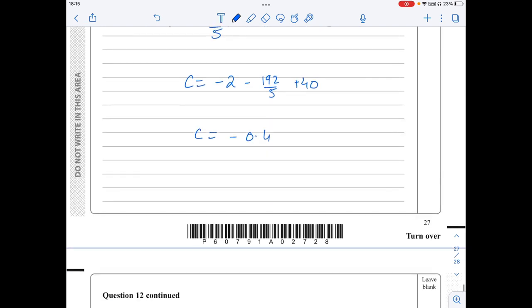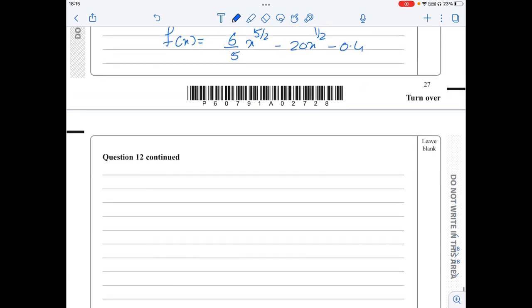So what is the final equation for f of x? f of x equals 6 upon 5 x power 5 upon 2 minus 20 x power 1 upon 2 minus 0.4. That's going to be the answer.